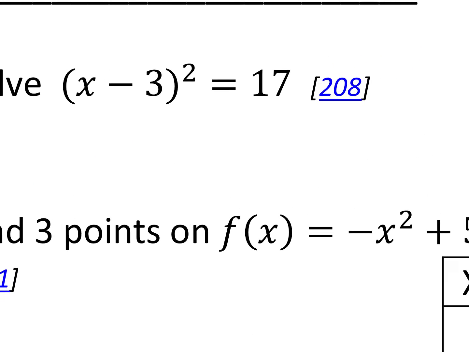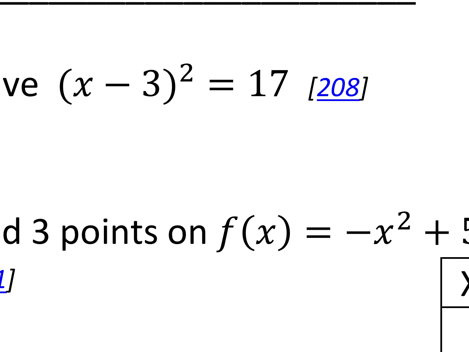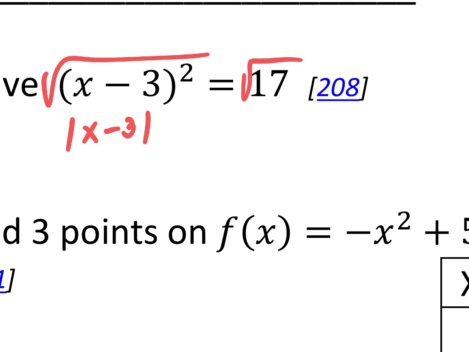Okay, on this one, some of you are still doing it the super slow way, which is to multiply it all the way out, set it equal to 0, and then engage the quadratic formula, and that is slow, so slow, terribly slow. So I'm going to take the square root on both sides, and then I need the absolute value of x minus 3 is equal to the square root of 17. And from there, you should be able to finish this.